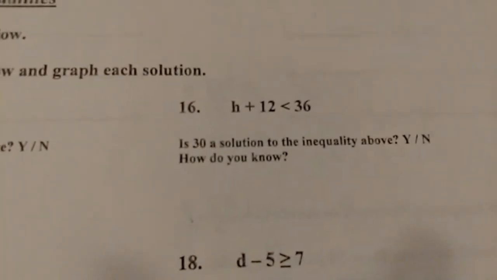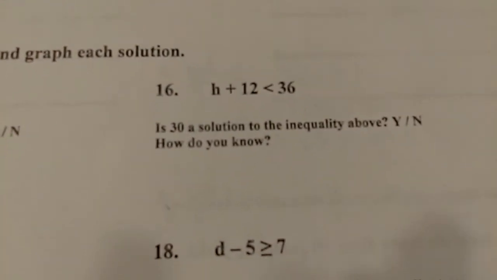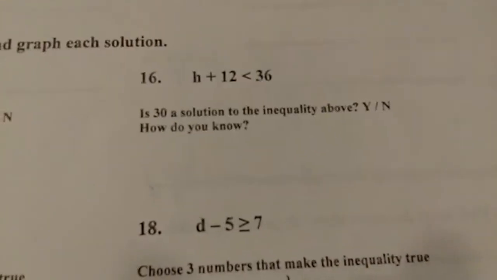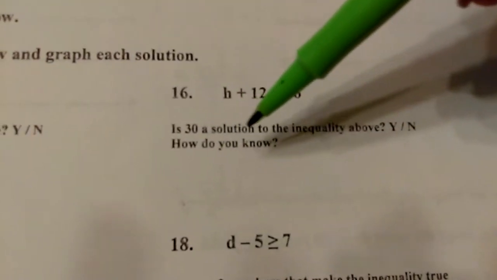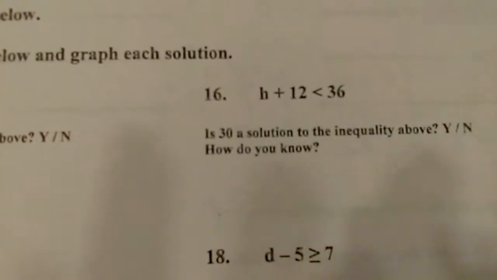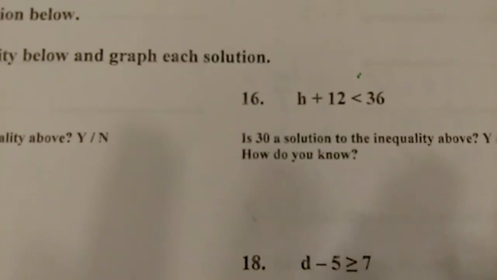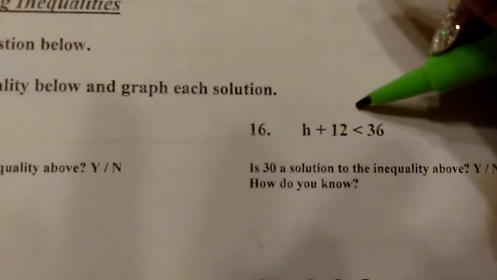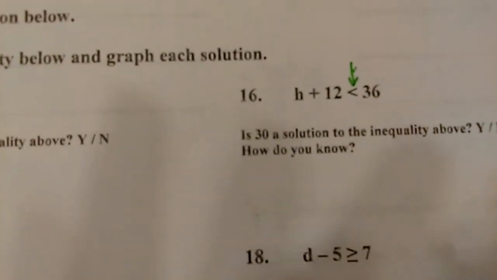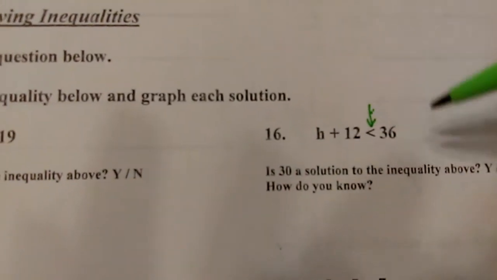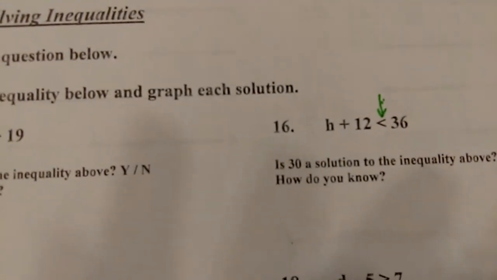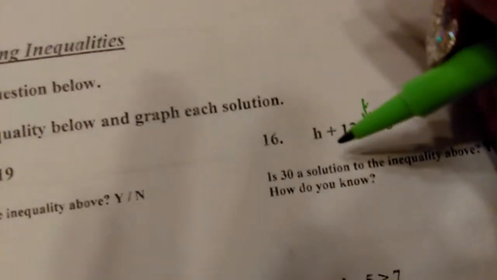Okay, so for number 16, it says h plus 12 is less than 36. So we're going to solve that. Then we can answer the next question. It says, is 30 a solution? So our first step will be to solve this. Now we notice that we have an inequality symbol. We don't have an equal sign, but we're going to use the strategy as if we do. We're going to point to our inequality symbol as our scale, because what we do on one side of the inequality symbol, we're going to do to the other side. And then I'm going to circle my variable.